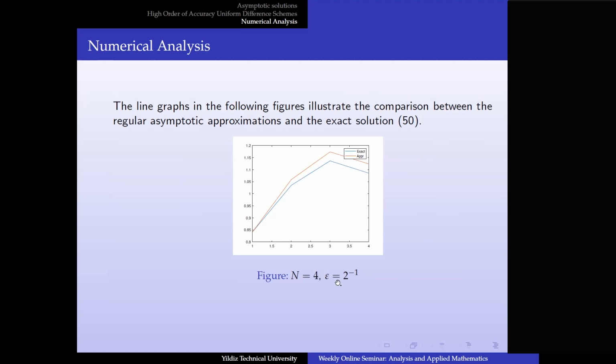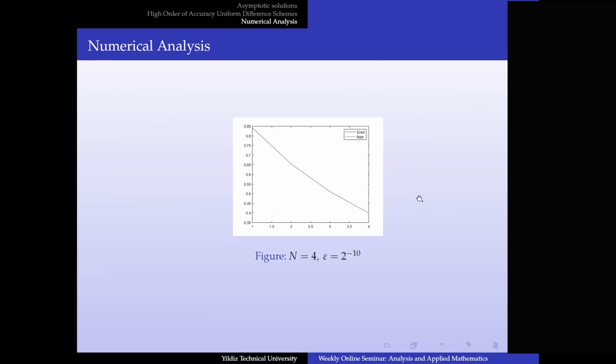I take this epsilon 2 to the minus 1, because if I take smaller epsilons, then the gap between the exact and approximate solution becomes very, very small, and then they overlap. So I take in the first figure n equal 4 and epsilon 2 to the minus 1. Here, this orange curve represents the approximate solution, and the blue curve represents the exact solution in this line graph.